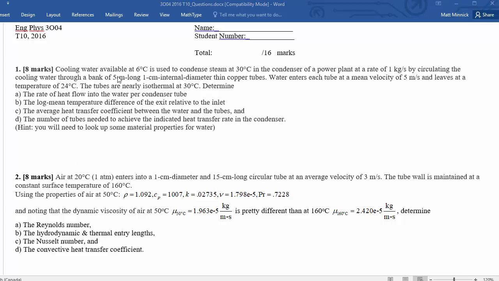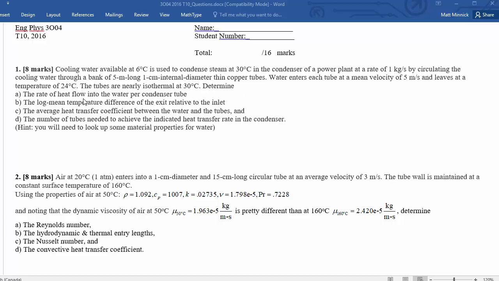First question is, cooling water available at 6 degrees is used to condense steam at 30 degrees in the condenser of a power plant at a rate of 1 kilogram per second by circulating the cooling water through a bank of 5 meter long, 1 centimeter internal diameter thin copper tubes. Water enters each tube at a mean velocity of 5 meters per second and leaves at a temperature of 24 degrees. Tubes are nearly isothermal at 30 degrees. So this is the surface of the tubes.